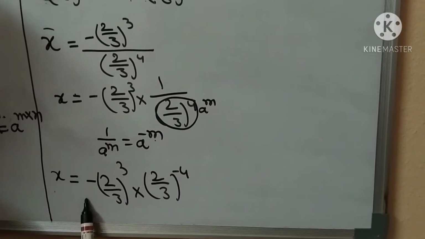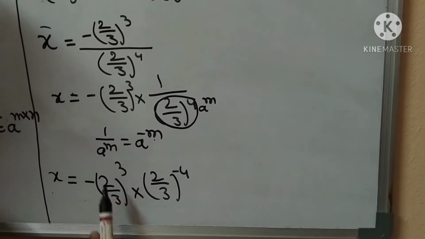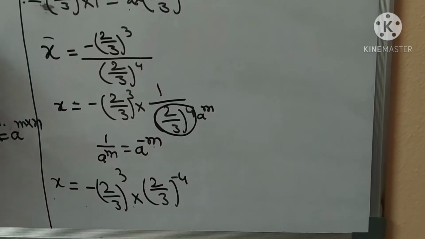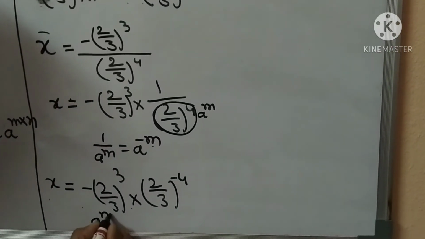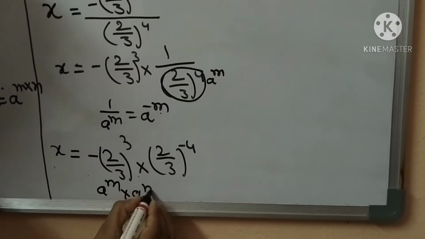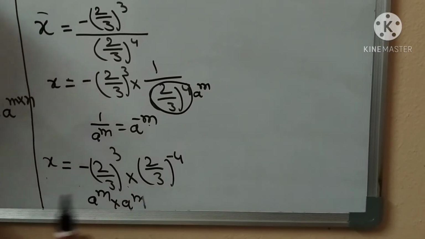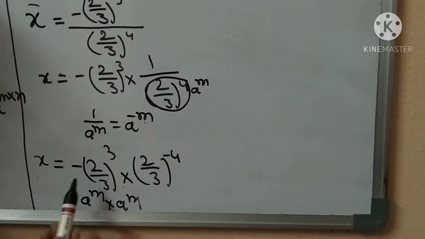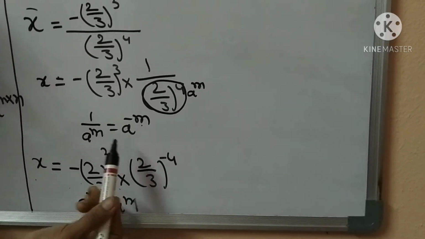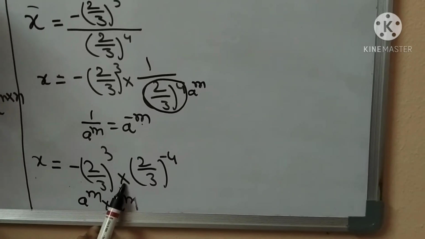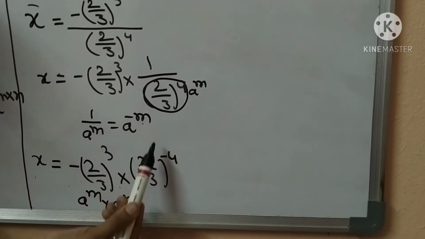Therefore, x equals (minus 2 by 3) whole cube into (2 by 3) whole power minus 4. We compare the laws of exponents, a power m into a power n. Observe that here also 2 by 3 and here also 2 by 3, the two fractions are the same. So the bases are equal, then the exponents are adding. Here the symbol is multiplication.